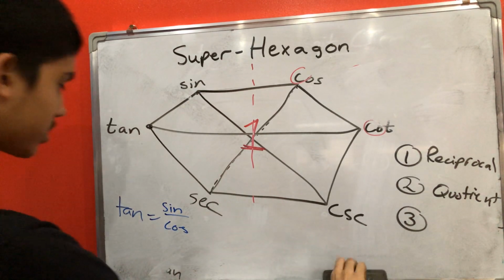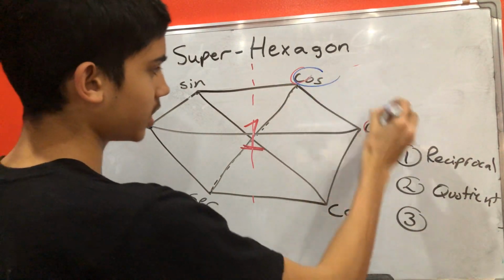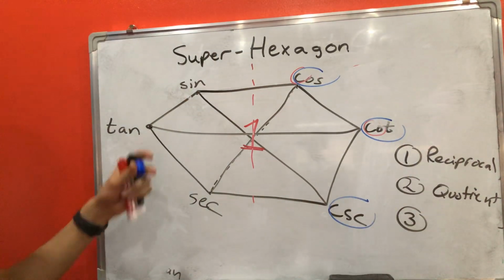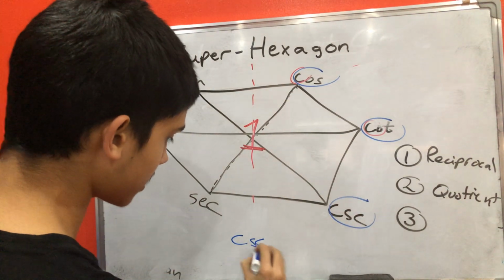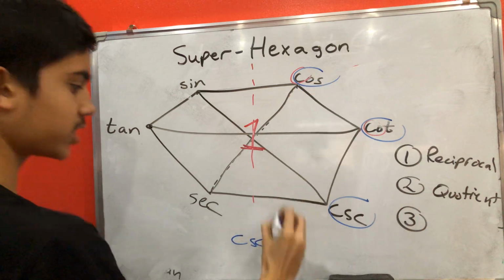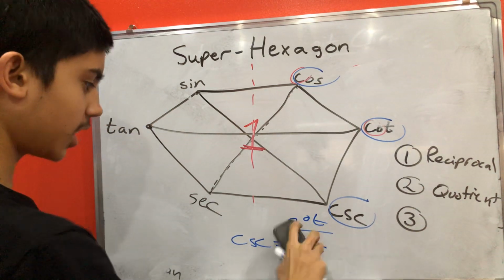Okay, let's look at another example. Let's choose any three that are next to each other. Let's choose this, this, and this. So we can choose it in any order. Let's try from this order. Cosecant is equal to cotangent over cosine. You see how this one works?